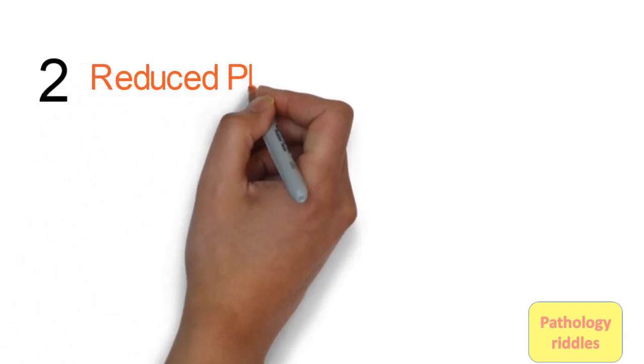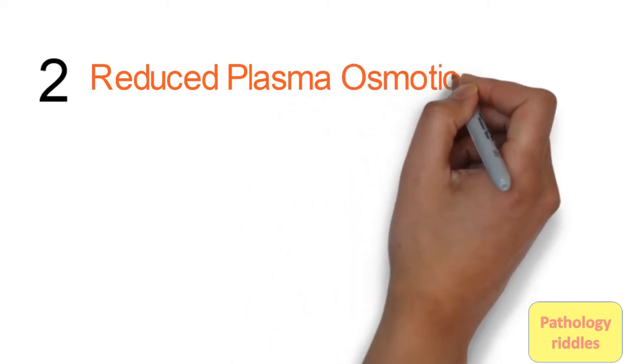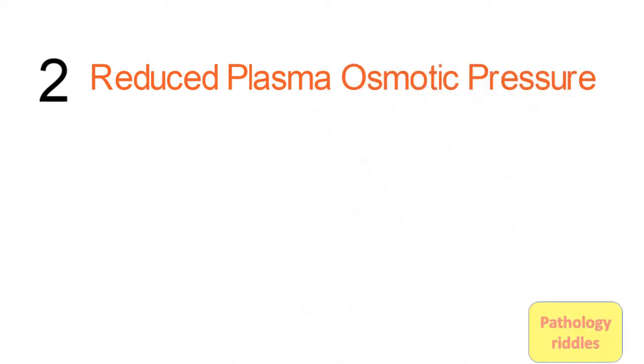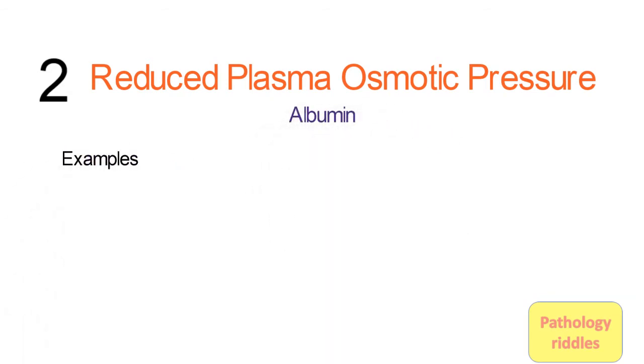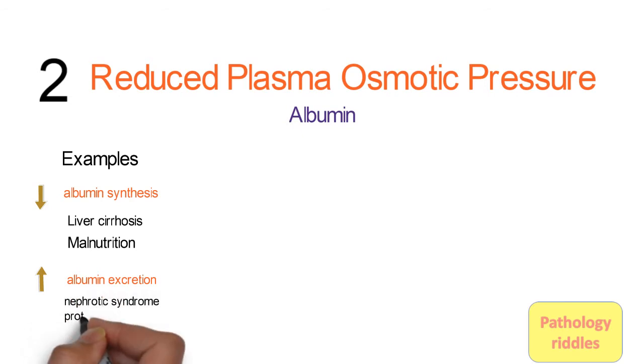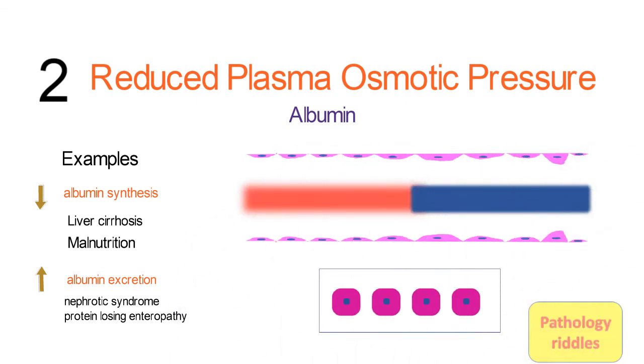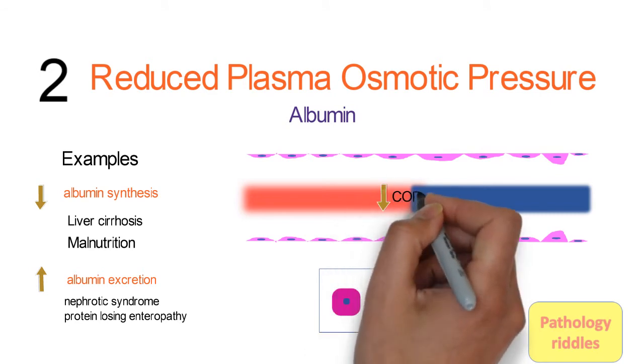Second mechanism, reduced plasma osmotic pressure. As discussed in the previous video, albumin accounts for most of the plasma osmotic pressure in microcirculation. Therefore, conditions leading to inadequate synthesis of albumin, like liver cirrhosis or malnutrition, and conditions causing increased loss of albumin from microcirculation, like nephrotic syndrome or protein-losing gastroenteropathy, result in decreased plasma colloidal osmotic pressure, which leads to increased pressure difference and hence edema.